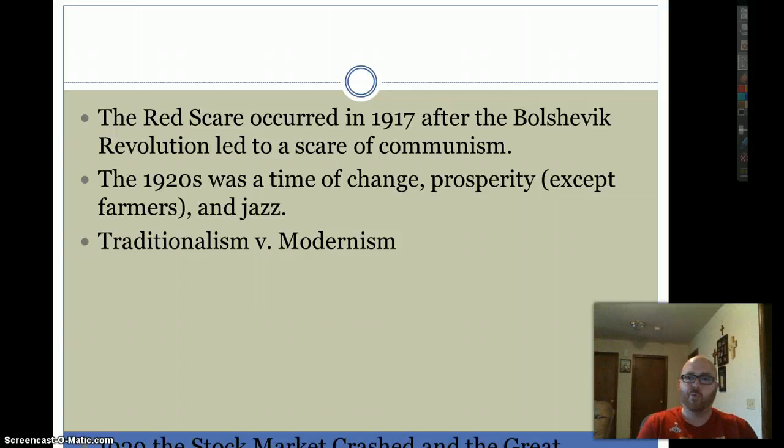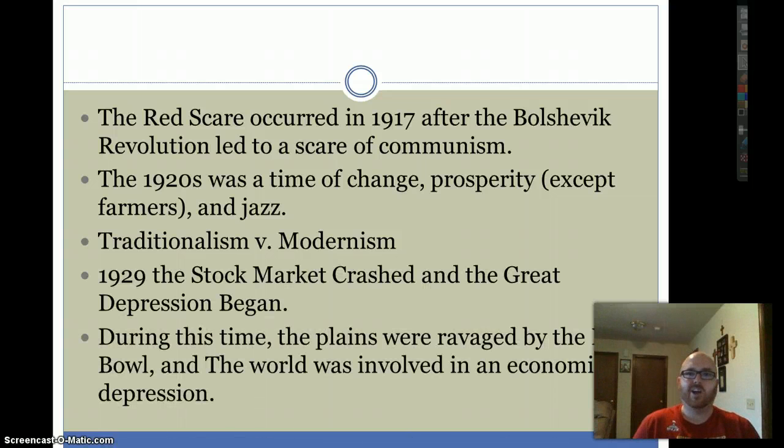All right, after World War I, we have the Red Scare because the communists are taking over Russia. Okay, the Bolshevik Revolution, the Red Scare. We're all scared of the communists taking over America. All right, the 1920s, a time of change and prosperity. We've got traditionalists versus modernists. All right, except the farmers were not doing very well.